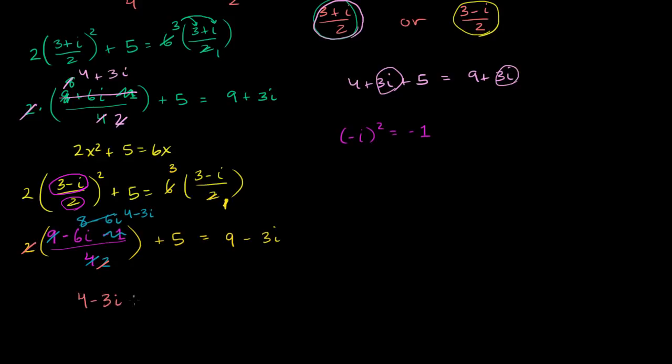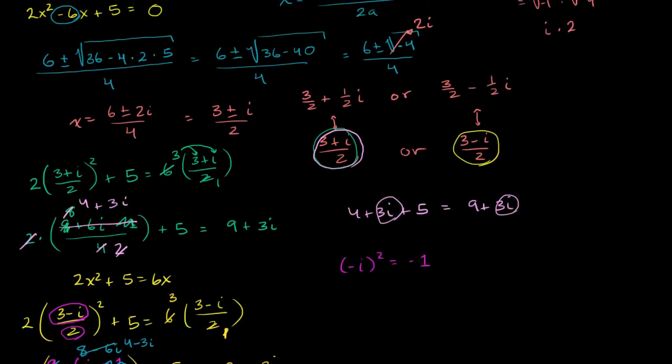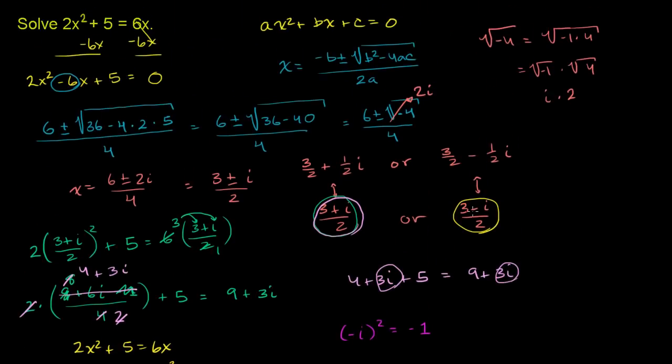Then we have plus 5 needs to be equal to 9 minus 3i. We have a negative 3i on the left, negative 3i on the right. We have a 4 plus 5, which we can evaluate. This left-hand side is 9 minus 3i, which is the exact same complex number as we have on the right-hand side, 9 minus 3i. So it also checks out. It is also a root. So we verified that both of these complex roots satisfy this quadratic equation.